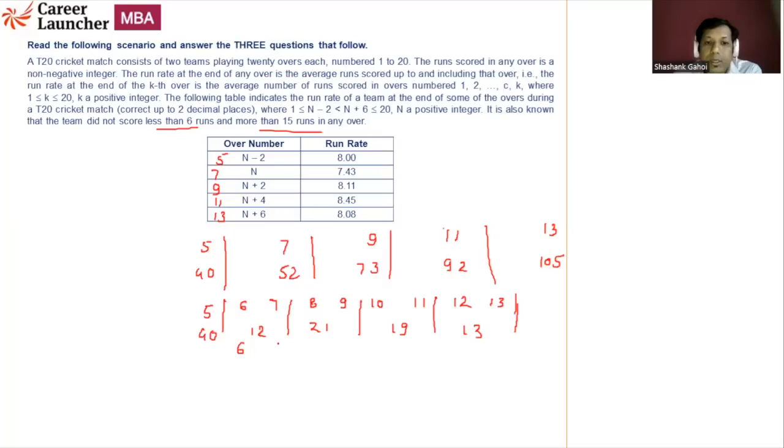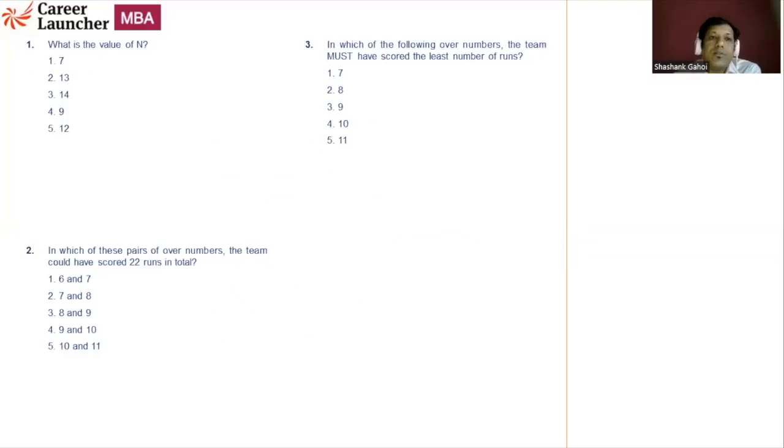Okay. So basically in 6th and 7th over, the total runs made are 12. It means in both overs, the runs made should be 6-6. Now 21 can be bifurcated in multiple ways. And 19 again can be bifurcated in multiple ways. And in 12th, 13th over, one of the overs will be getting 6, another over will be getting 7. It can be 7-6 as well. I don't know what arrangement we are going to have. Now let's see what is the value of n. So first answer is pretty straightforward. Answer is going to be 7.